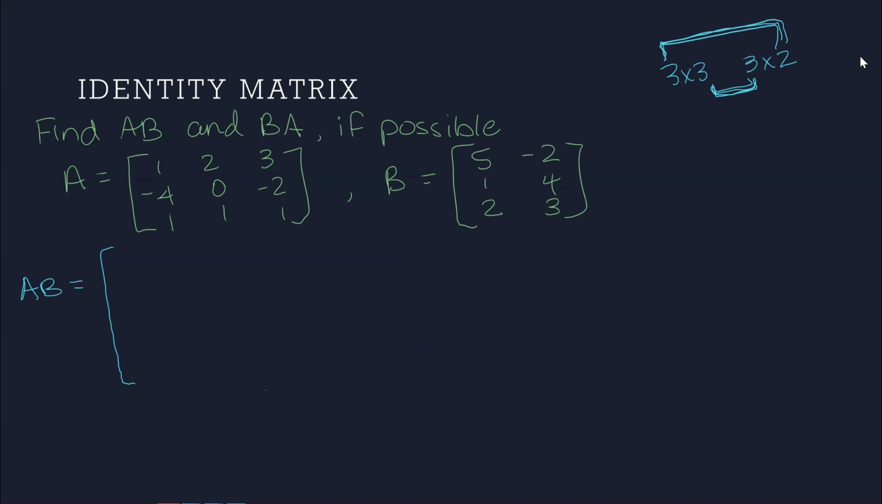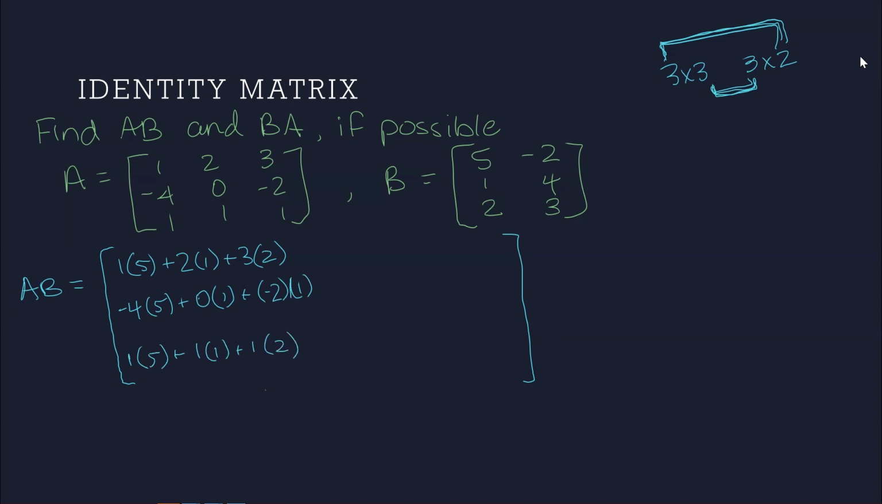All right, to get the element 1, 1, I have to do the dot product of this first row by this first column. So 1 times 5, 2 times 1, and 3 times 2. I want the spot 2, 1, so second row, dot product with the first column. So negative 4 times 5, plus 0 times 1, plus negative 2 times 1. And then third row by that first column, so 1 times 5, 1 times 1, and 1 times 2.